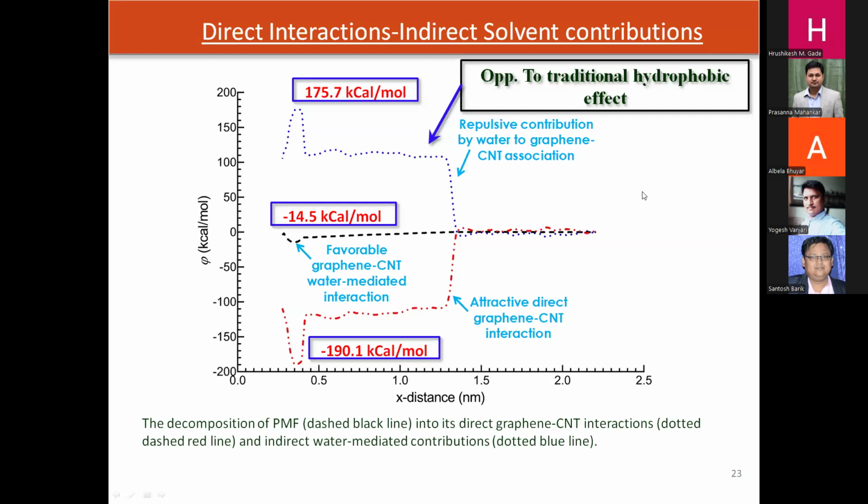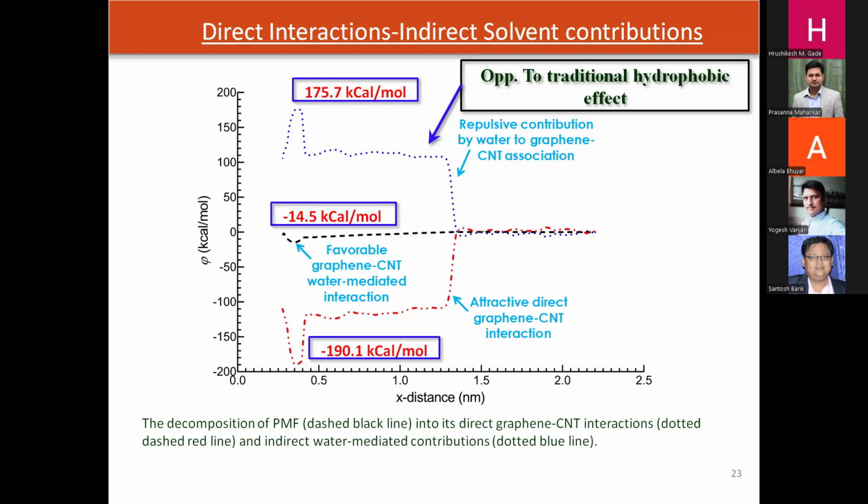If it were traditionally a hydrophobic event, water solvent molecules would have forced CNT and graphene to associate. But this is not what is happening. They are getting associated because of their own interaction. That's the first observation that we made.